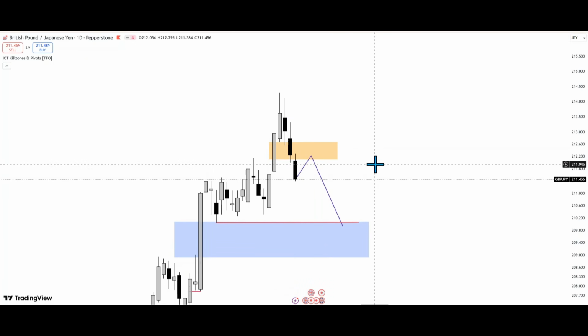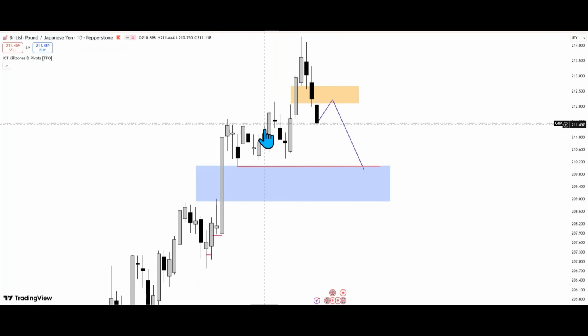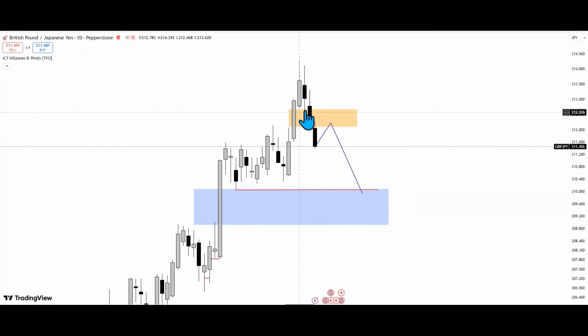Since we started 2026, I'm not really looking at GBPJPY because it's just been going bullish, bullish, bullish. And to me, this is really premium. All this price action here has been really premium. And I was waiting for this retracement, which is what you can see. It looks like we are likely to get it.